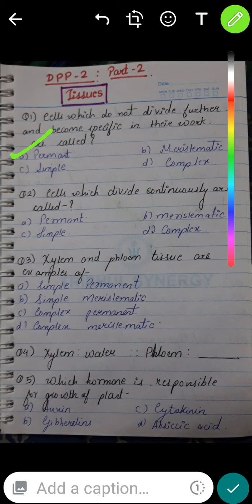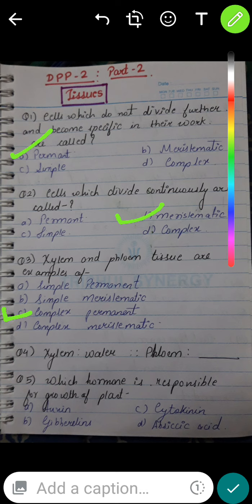Okay, next question. Cells which divide continuously are called meristematic, as discussed in the first question. Third question: xylem and phloem tissues are the complex permanent tissues. Okay, they are complex. Now why? See option C.